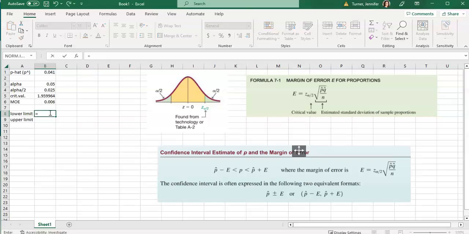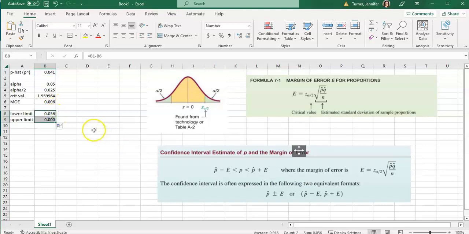So we can start an equal sign to make that formula, and we choose p hat, which is this guy right here, and we subtract the margin of error, which is this guy right here, and we hit enter. So that is the value for the lower limit of our confidence interval. The upper limit is the same thing, but instead of a minus, it's going to be a plus. So equals p hat and then plus the margin of error right here. Enter. So these 2 guys right here are going to be the lower and upper limit of our confidence interval.